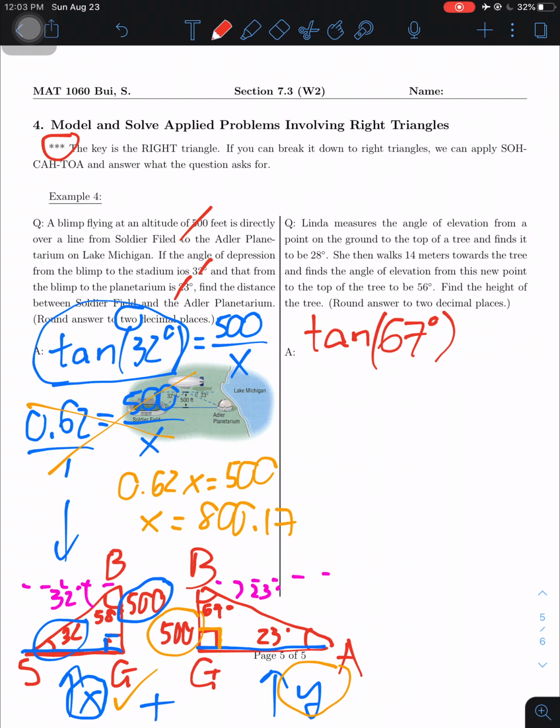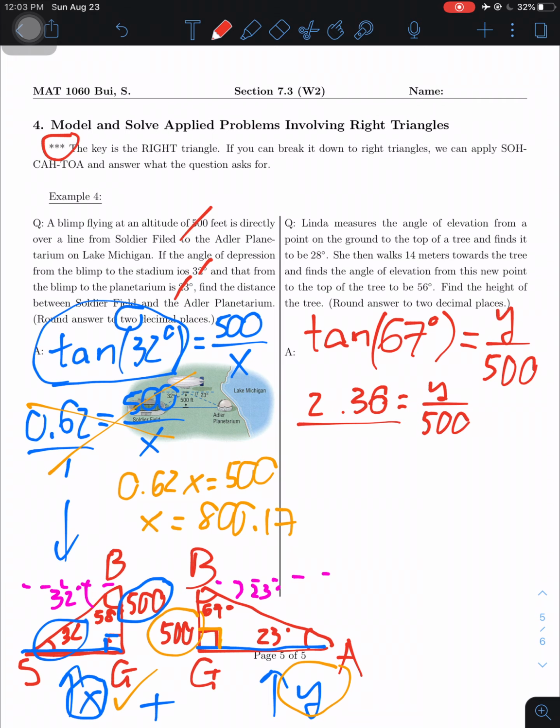Okay? So then tangent of 67 degrees equals opposite, which we have y, divided by adjacent, which is 500. And then in here, again, use a calculator, input tangent of 67. That gives us 2.36. Okay, and make sure your calculator is in degree mode because we have everything in degrees in here. Okay, and then we have y divided by 500.